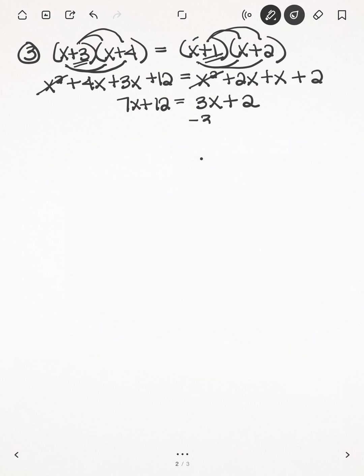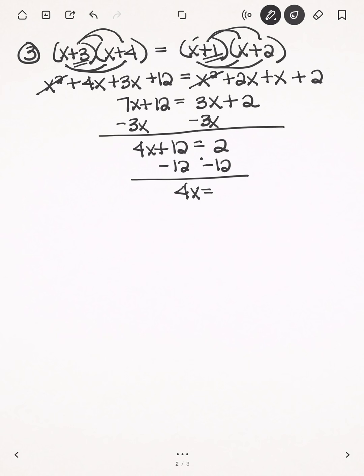Subtract 12 from both sides. I get 4x is equal to negative 10. Now, in the next step, when I divide by 4, it's not going to divide evenly, but that's okay. I'm just going to get a fraction answer. Divide both sides by 4. I'm going to get x equals negative, and I can divide the top and the bottom by 2, and I get negative 5 over 2.